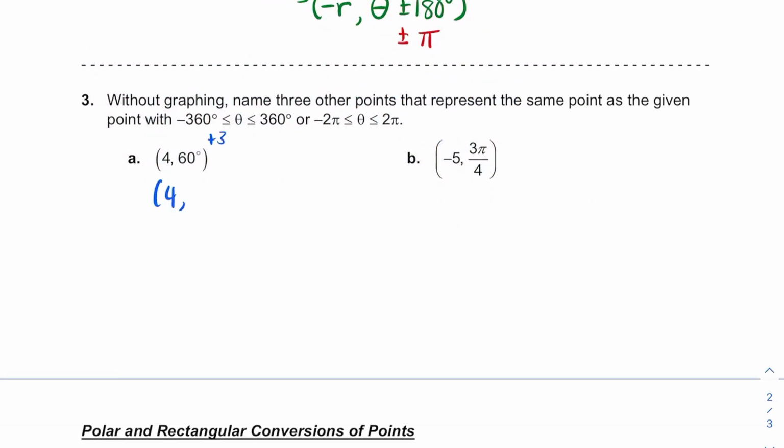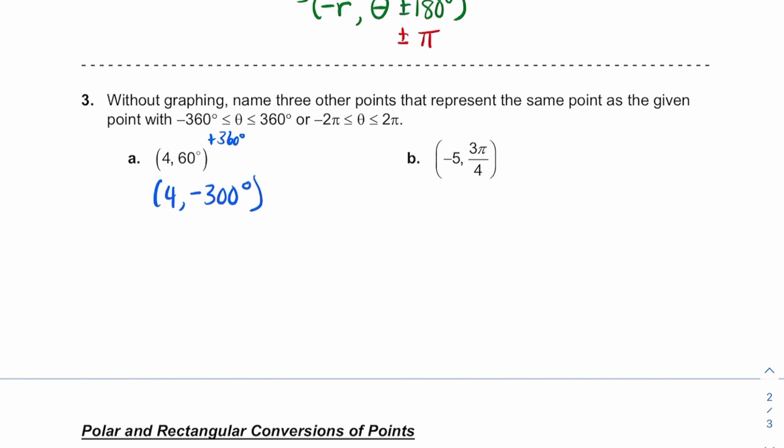If I first tried to add 360 degrees, well, 60 plus 360 takes me to a number already bigger. So let's just go ahead and subtract it once. And that puts us at negative 300 degrees. So that's going to be the first angle that should be coterminal, in the same position. So we're just naming this point a different way. If I subtract it again, that would make it negative.